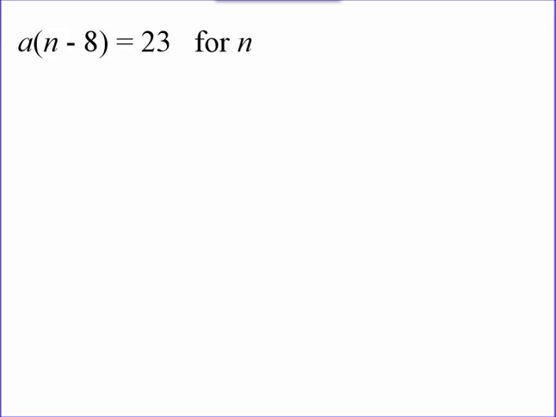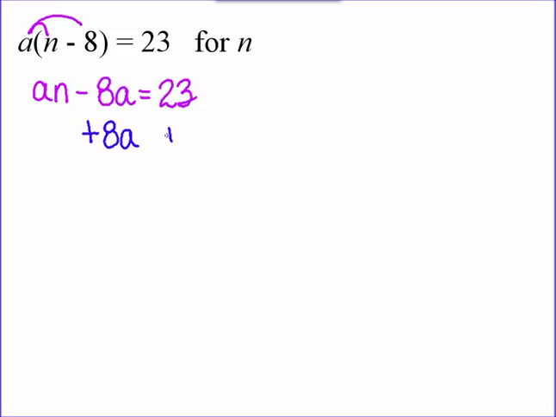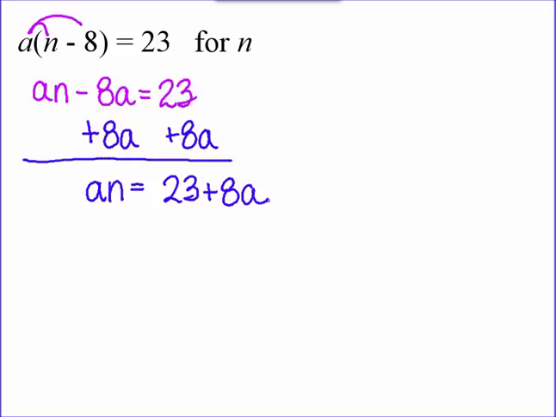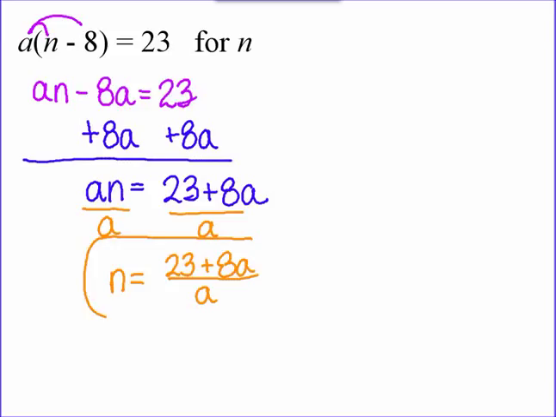I would probably distribute first, okay? On here, I would probably accept 2 answers. You could go ahead and divide by A if you wanted to. I think it might be a little easier to understand this way. So now we need to get the n, and your way might work too. What do you do first? Add 8a. So on the left side, what am I left with? an equals 23 plus 8a. What do you do now? Divide by a. So you get n to equal 23 plus 8a all over a. So that will work. Okay.